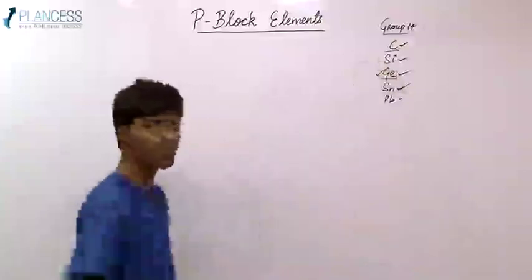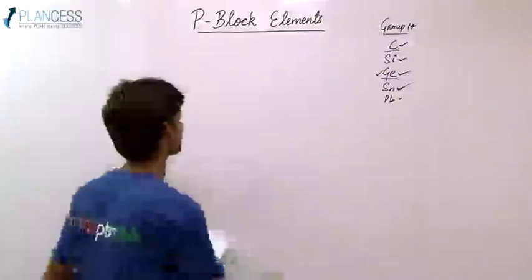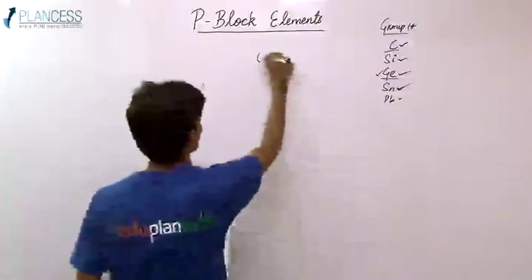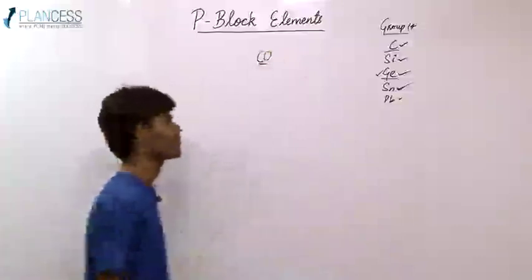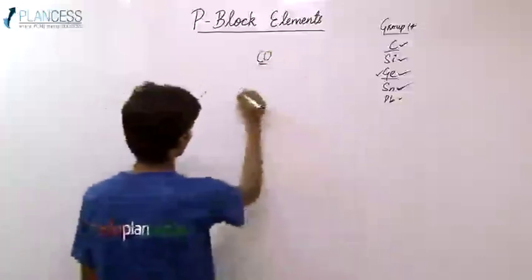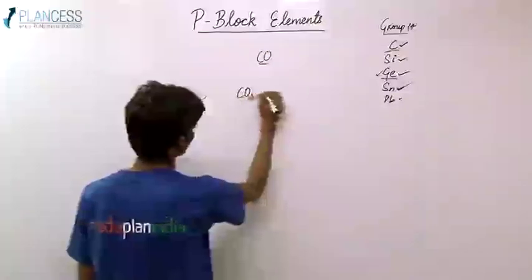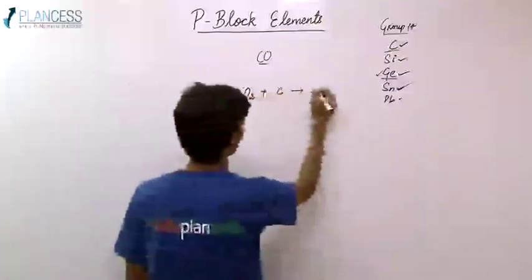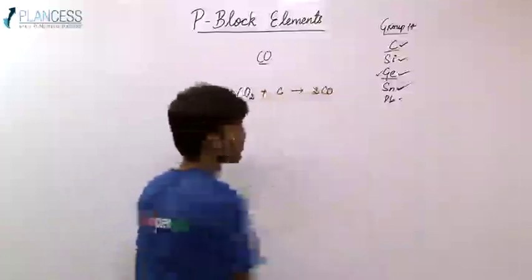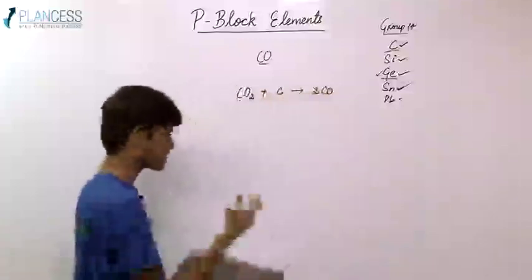Now talking about the compounds of carbon, the first compound that we are talking about would be carbon monoxide. For the first preparation of carbon monoxide, if you react red hot coke with carbon dioxide, it will give you 2 moles of carbon monoxide. Carbon monoxide is prepared in this way.